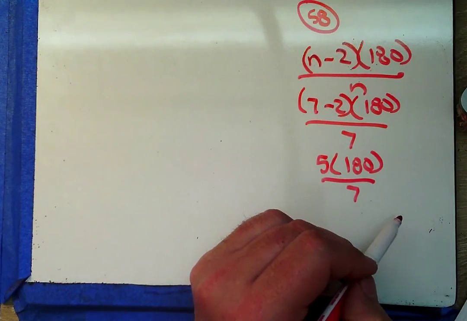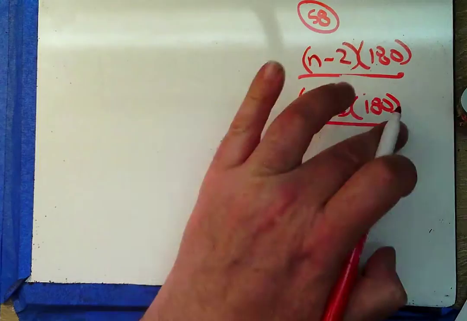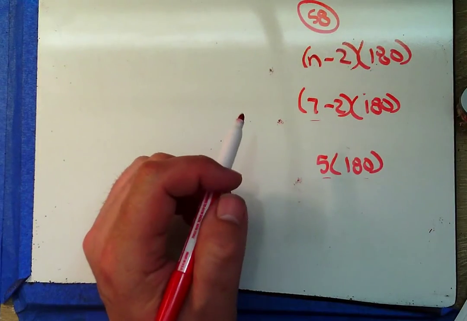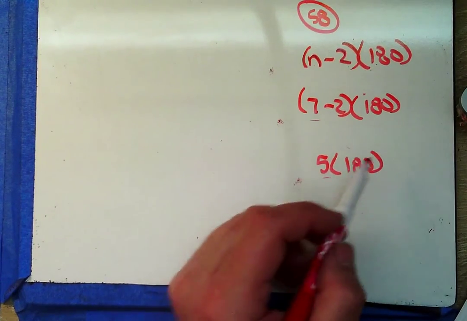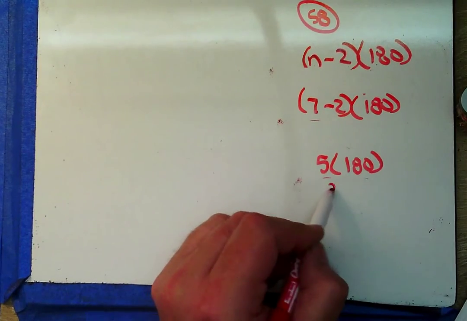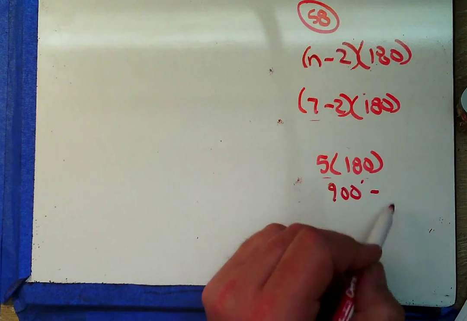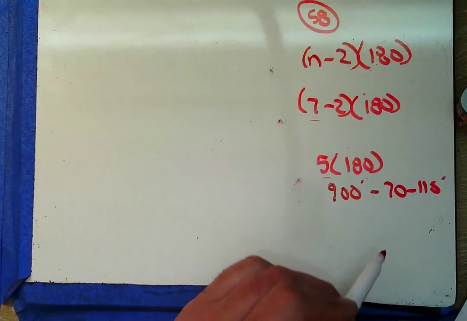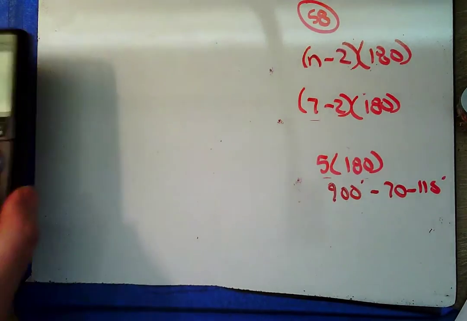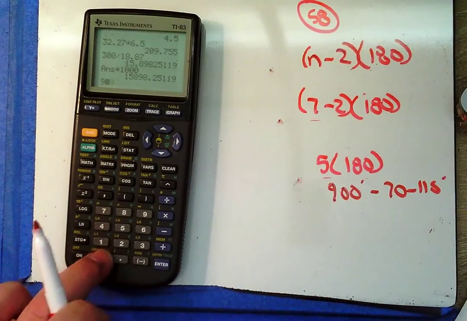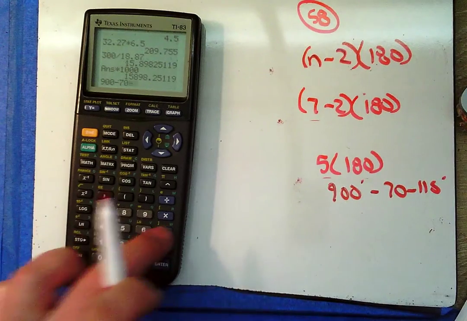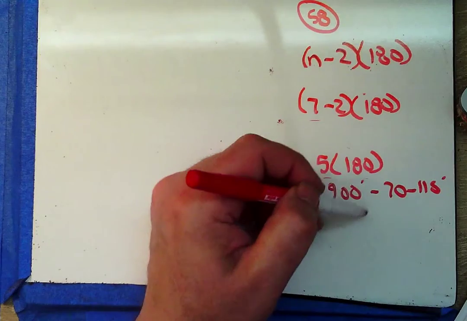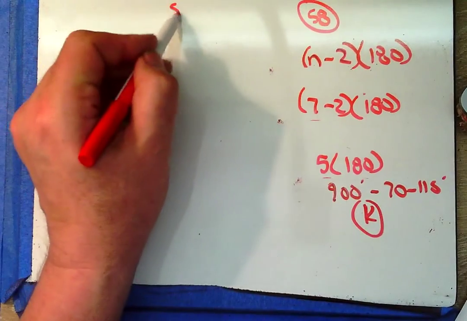I've got 5 times 180 over 7. Do I want over 7? No, I just want the total. I don't want to know how many are in each. This isn't a regular septagon. I can tell because the angles are different. So I get 900 degrees. But then I need to subtract the 70 and the 115 that are already there. So I'm going to do 900 minus 70 minus 115, and I get 715 degrees, which is choice K.